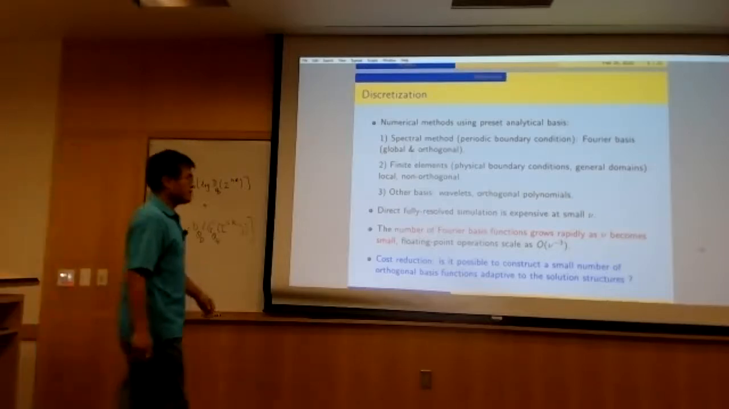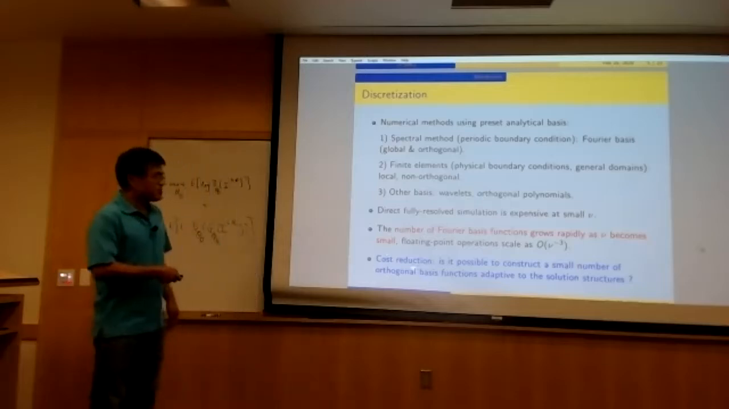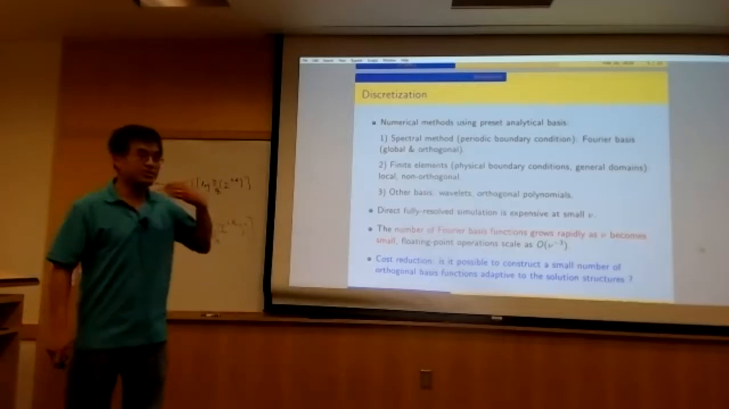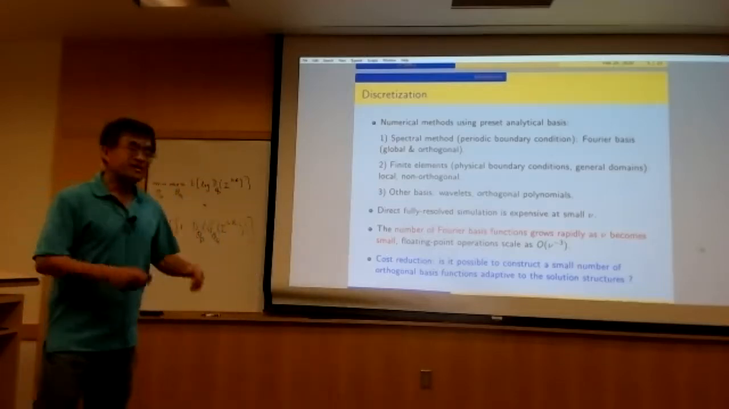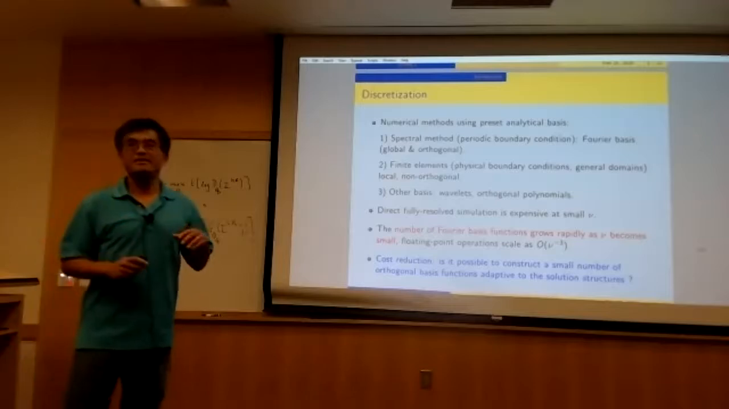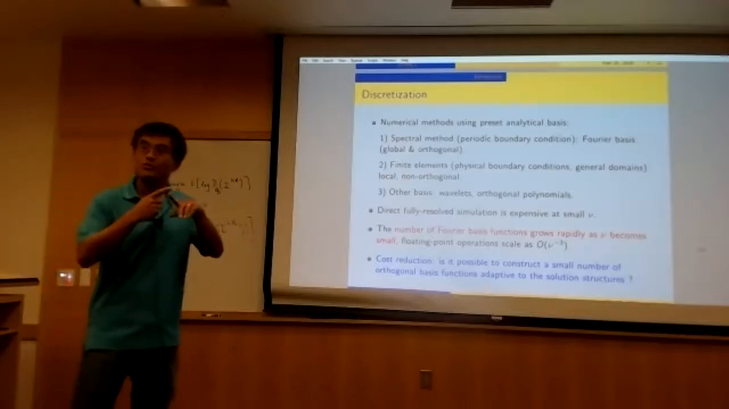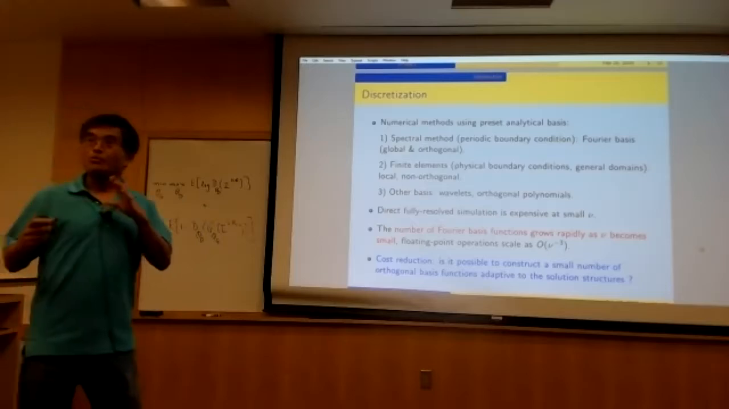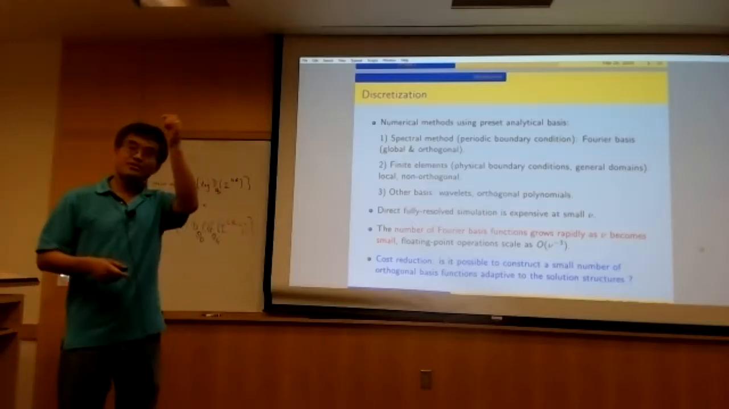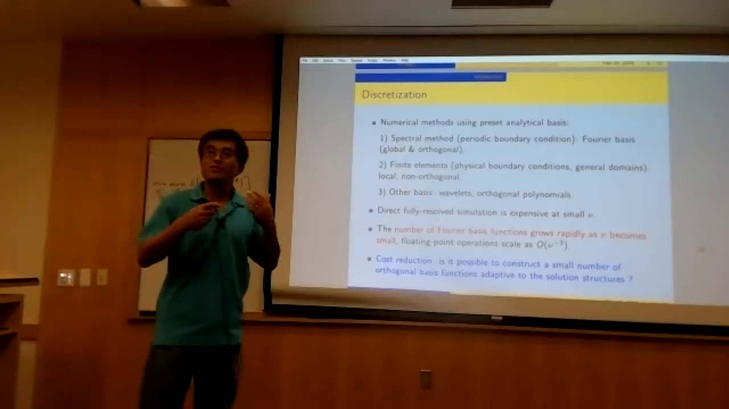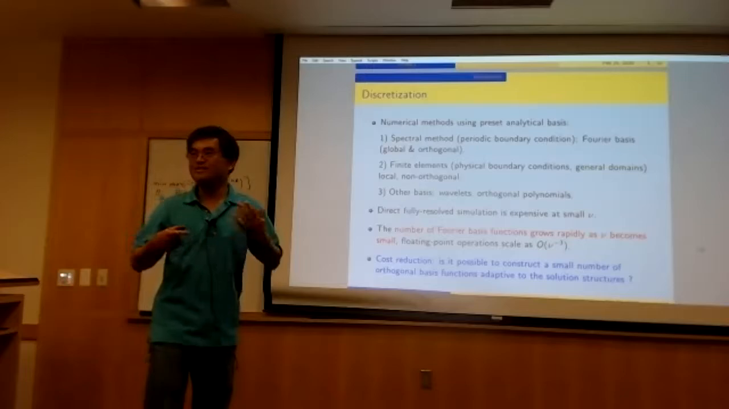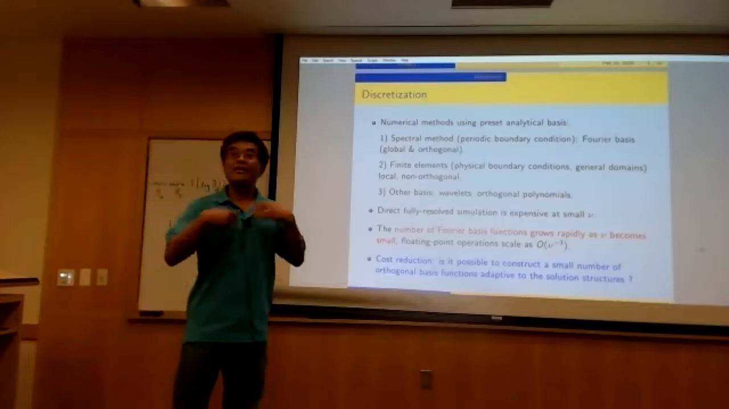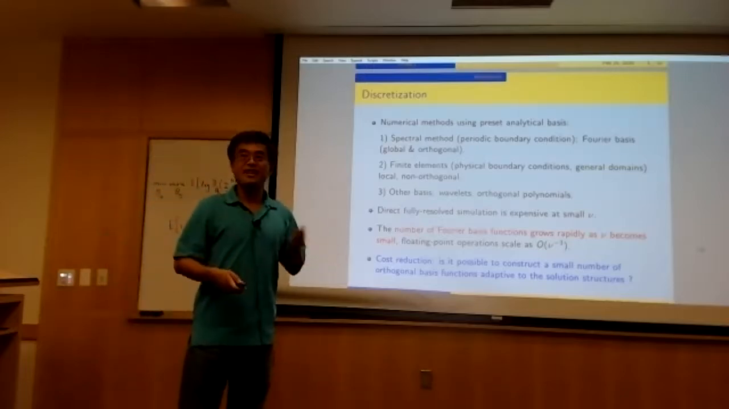Okay, so a natural question would be, is there any way you can reduce this cost by constructing a small number of bases? It cannot be Fourier, but you look for other orthogonal bases that are more adaptive to the solution. So you know the solution has a certain pattern, for example. If you're allowed to observe and learn, right? So that's where learning comes in. If you're allowed to learn from your observations, can you do better?